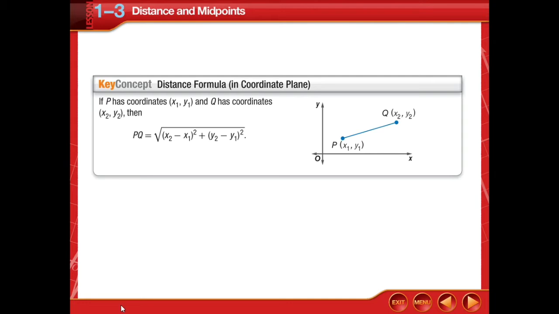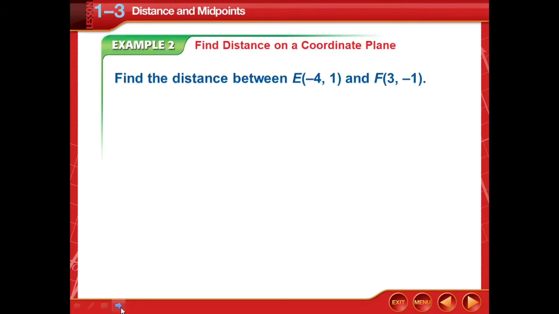Here is the distance formula in the coordinate plane. If P has coordinates x1 and y1 and Q has coordinates x2 and y2, then the distance between those points is the square root of the quantity x2 minus x1 squared plus y2 minus y1 squared. What you are doing is finding the difference in the x's and squaring it, and the difference in the y's and squaring it. Here is how it would work. Find the distance between point E, -4, 1, and F, 3, -1.